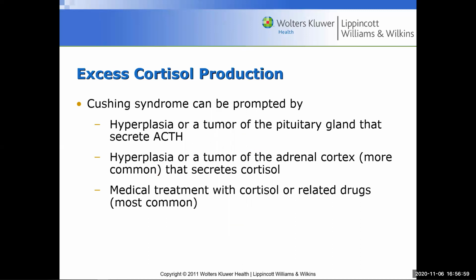Now, usually all of these things are regulated by a homeostatic mechanism, but sometimes you do have excess cortisol production. And in certain cases, it could lead to a certain syndrome or certain associated things which can be seen in the individual. Let's have a look at this. One of these syndromes is Cushing syndrome, and it could be promoted by hyperplasia or tumor of the pituitary gland, hyperplasia or tumor of the adrenal cortex, and medical treatment with cortisol or related drugs.